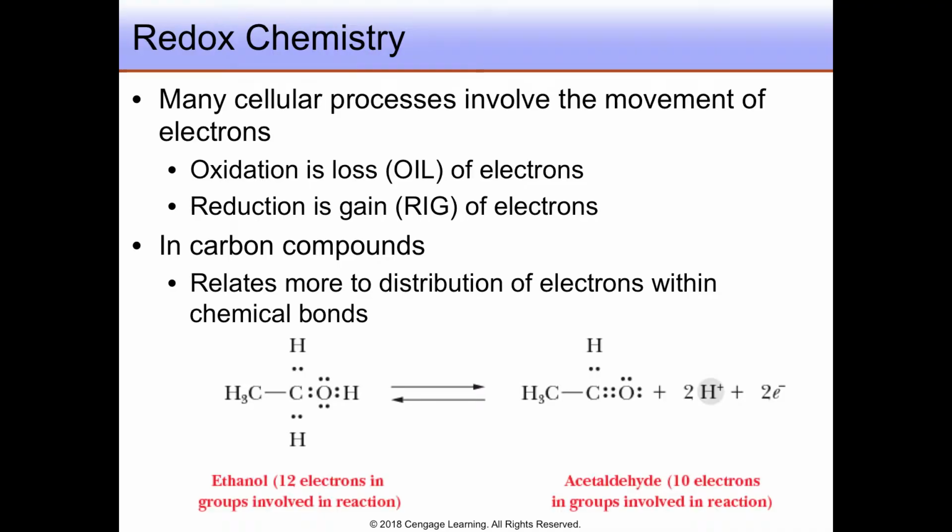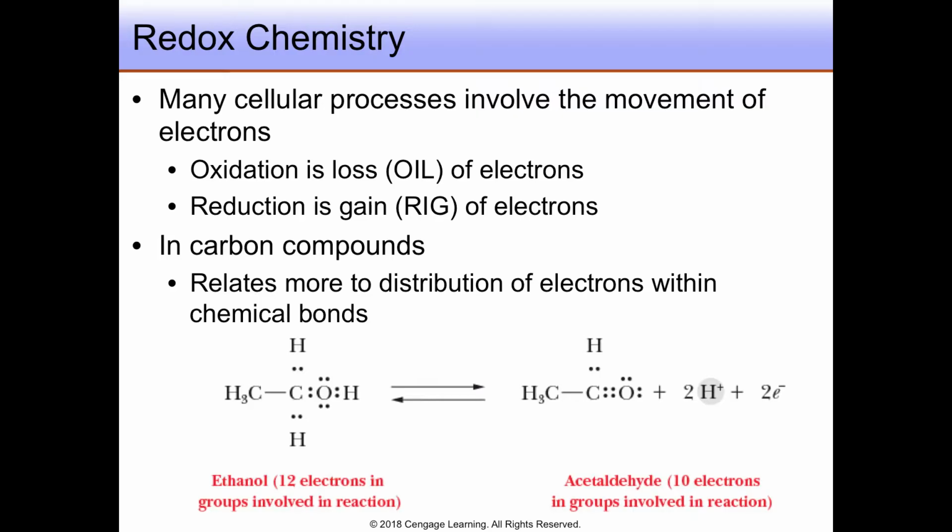As we continue our study of biochemistry, and especially in the section on metabolism, we'll see that many cellular processes involve the transfer or movement of electrons. In basic chemistry, we learned that when an atom loses electrons, it has been oxidized, and that reduction is the gain of electrons. A popular mnemonic is the phrase OIL RIG. Oxidation is loss and reduction is gain.